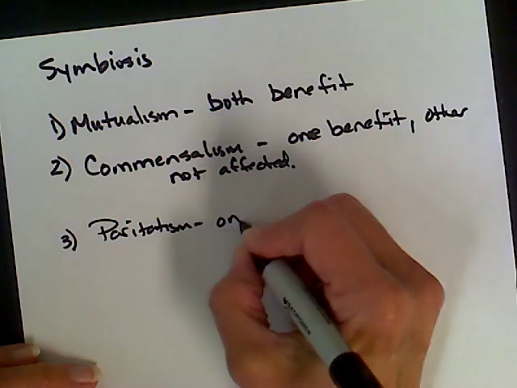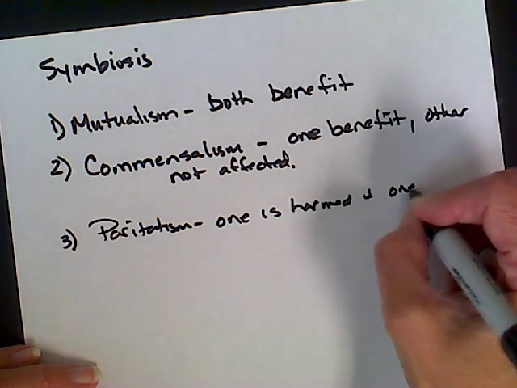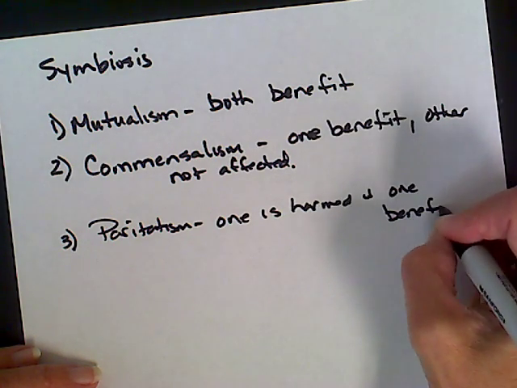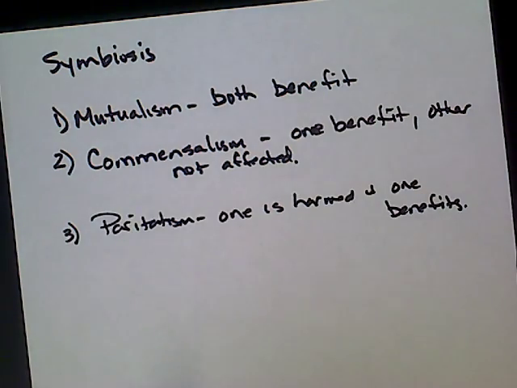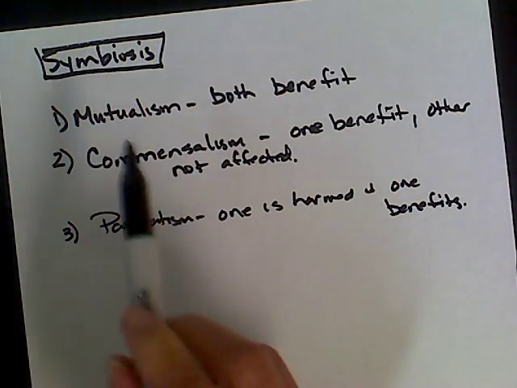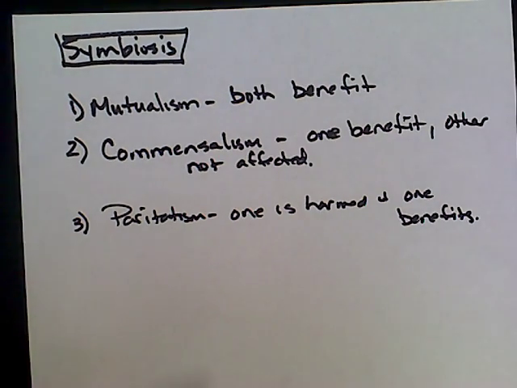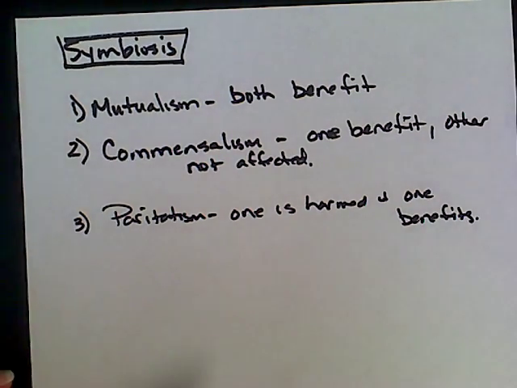This one is harmed and one benefits. Please keep in mind when you are working on these that you know examples of each type, so that those will definitely show up on the test. The next thing that we want to do is look at a food web.